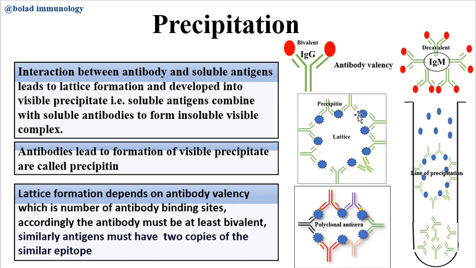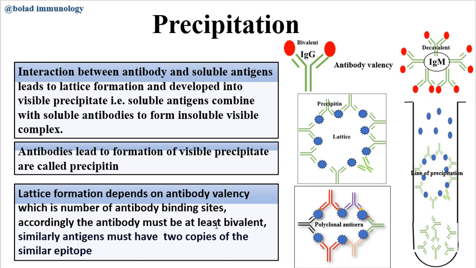Lattice formation depends on antibody valency, which is the number of antibody binding sites. As can be seen here, this is IgM. It is formed of 5 antibodies connected together by the joining chain, and these are the binding sites which allow binding to 10 small molecules, where it is known as decavalent, or it allows binding to 5 big molecules and acts as pentavalent. In case of IgG, it has 2 binding sites, so it is bivalent.